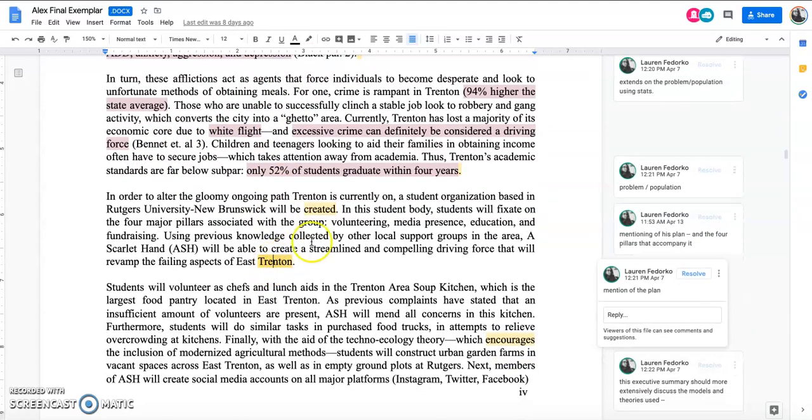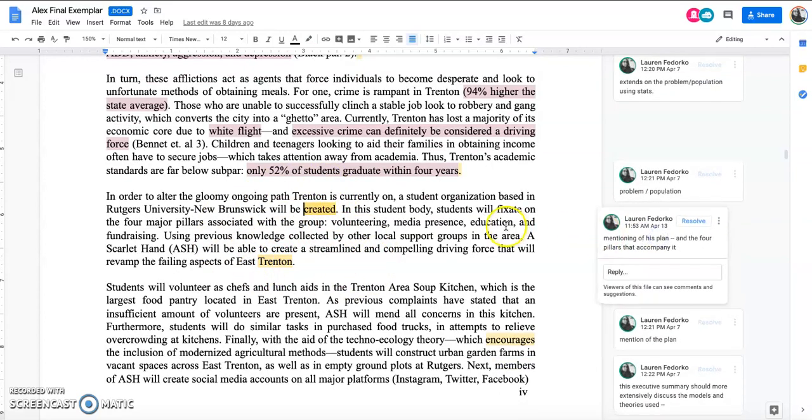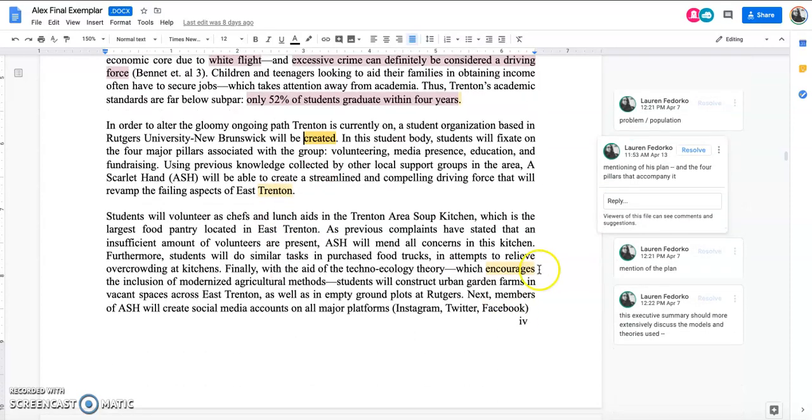Going down, he starts mentioning his plan. And he also mentions the 4 pillars, and that's, remember, how his plan is structured. You might be structuring your plan into sections, into part 1, part 2, part 3. But the only recommendation I have here, although this is well written, is I would make sure that you put your paradigm first, because going in that chronological order is essential.